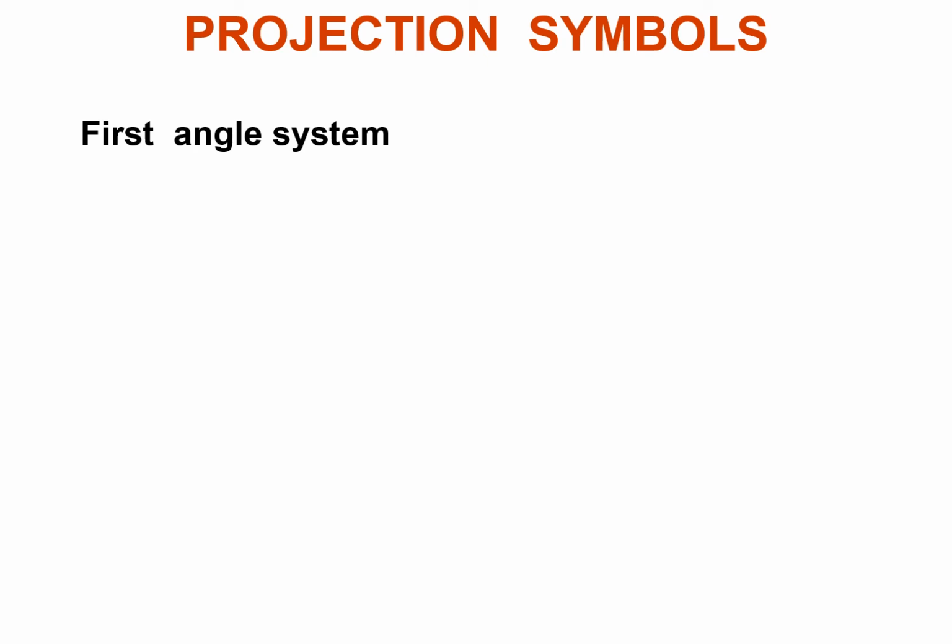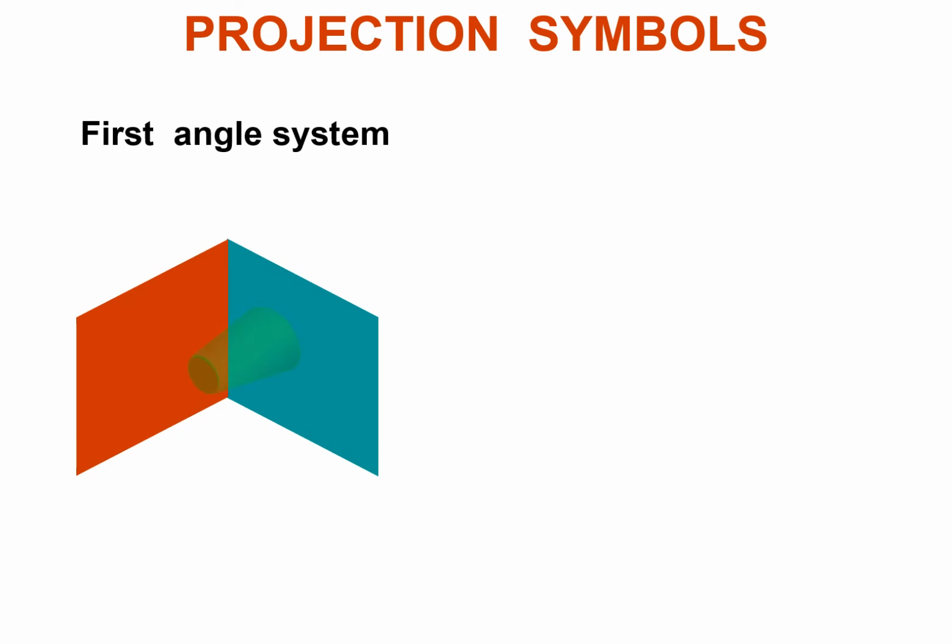Then we use a symbol. We already covered in our first lecture that we use different symbols to communicate what is in a drawing. The projection symbol is used to tell which projection system we are using, either the first angle or the third angle projection system. Just to tell anyone what we are using, we use a symbol to give them an idea of which projection system we are using.